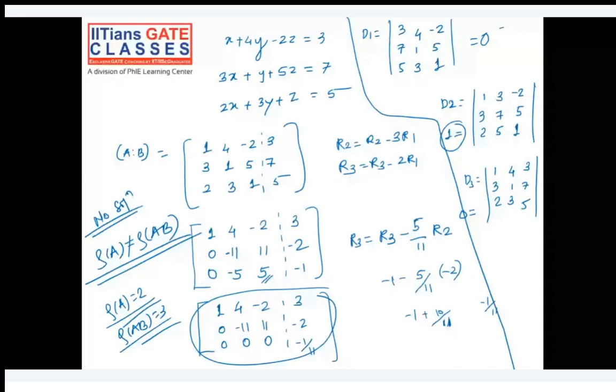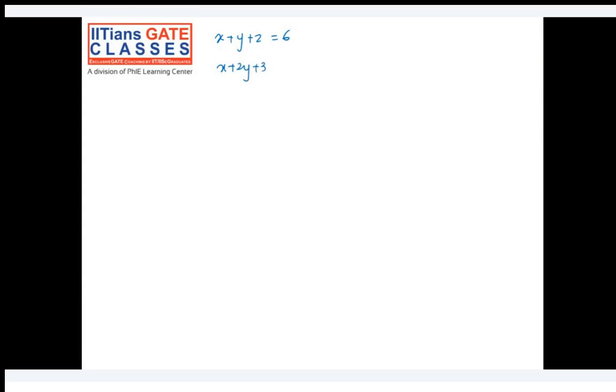x plus y plus z equal to 6. x plus 2y plus 3z equal to 10. x plus 2y plus lambda z equal to mu. If this set of equations has an infinite number of solutions, then what is the value of lambda and mu?